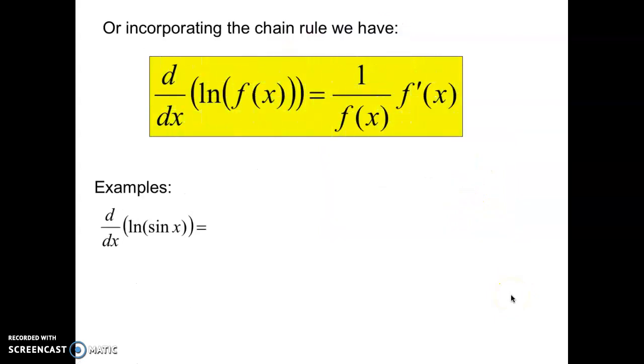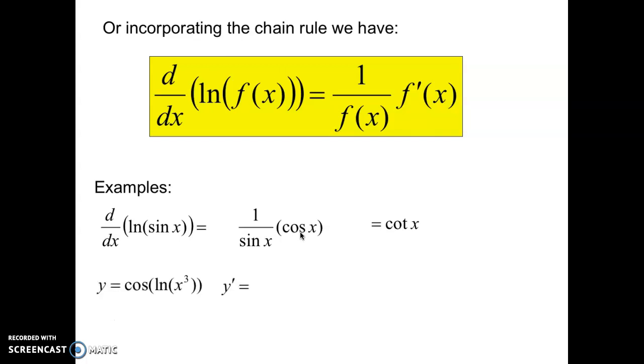So let's try a couple of examples. What about if I had the derivative of the natural log of sine of x? Now, using this rule, notice again, we're incorporating the chain rule because we have a sine function within the natural log function. So using this rule, it would be 1 over the function, sine of x, times the derivative of the inside function, which is cosine. And we know that cosine over sine is equal to cotangent. So we could simplify this one.